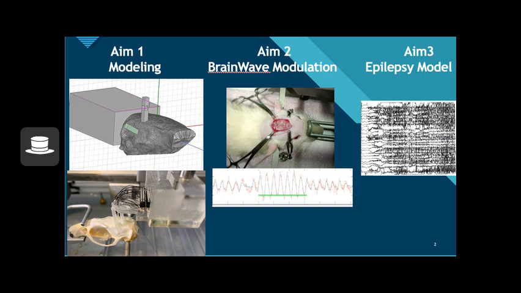in the rat head. Aim 2 is using what we learned from Aim 1 to target specific brain regions to modulate or change the naturally occurring brain waves. And Aim 3 is using all this to find possible treatments in our rat models of epilepsy, which are our future experiments.